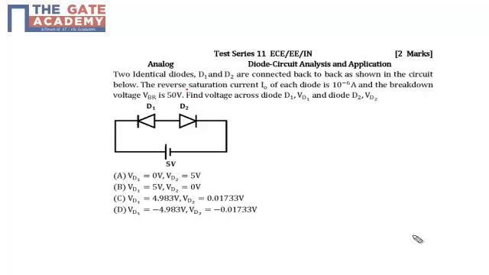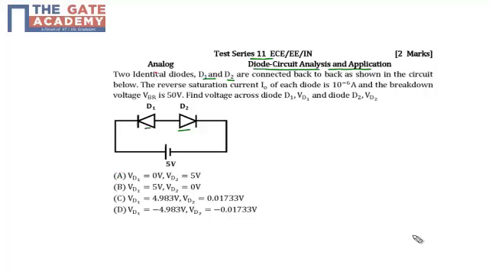Hello friends, this question is from test series number 11 from the subject of analog, and the topic name is diode circuit analysis and applications. So in the question, the statement is that we have two identical diodes, D1 and D2, which are connected back to back as shown in the diagram.